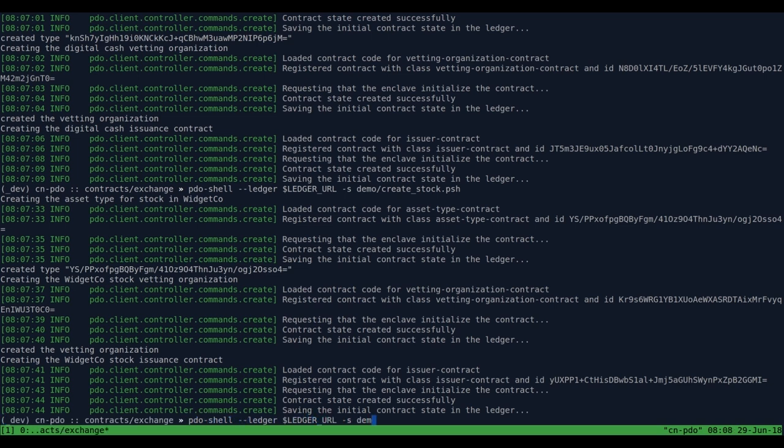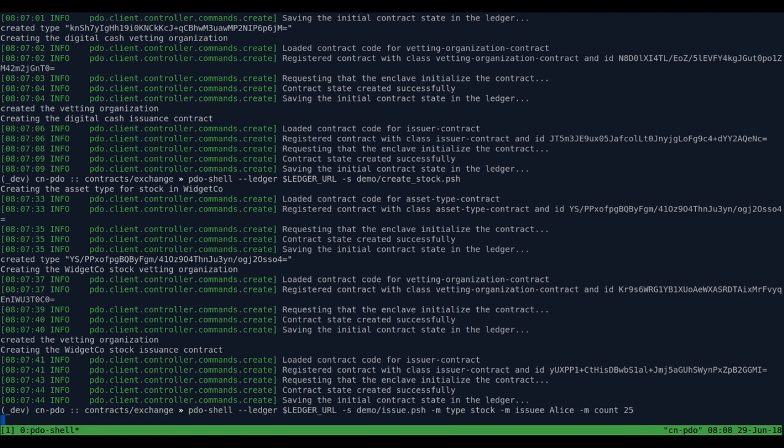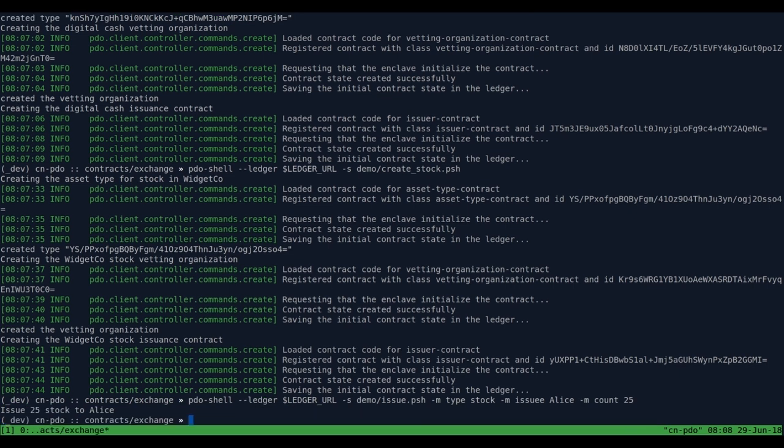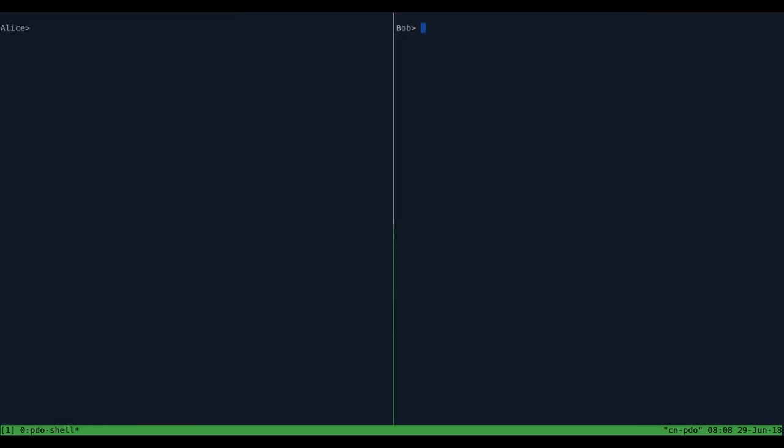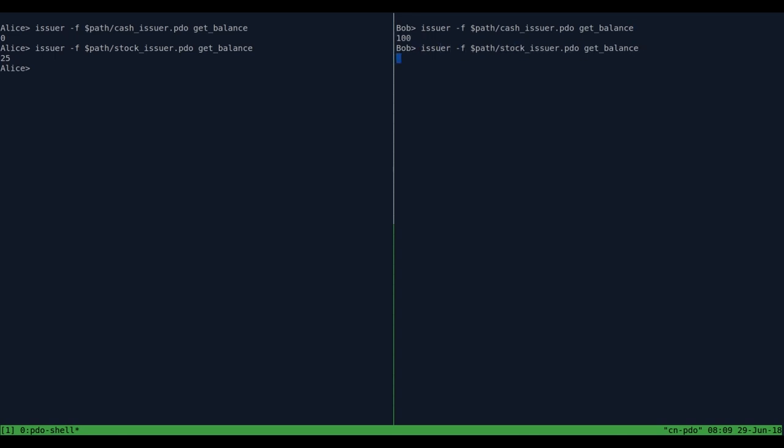Now that we have the enclaves launched and provisioned, we will issue some cash and stock to Alice and Bob. Once the shares have been issued, we will jump to a split screen showing Alice and Bob's respective views of the ledger. As you will see, when we query the enclave for the state of the ledger, the two users are only shown their respective balances. Alice with 25 shares of stock, and Bob with 100 units of cash. This is because the enclave will only provide balances to their respective owners.